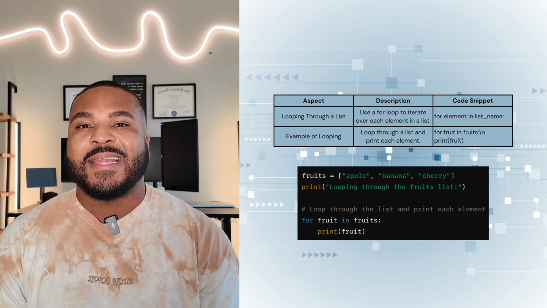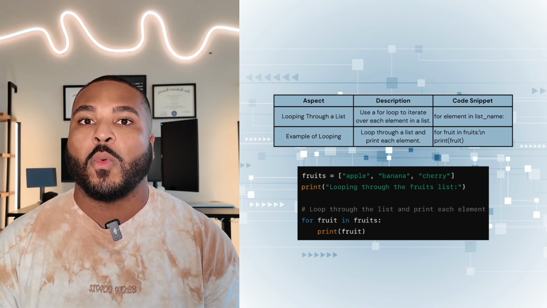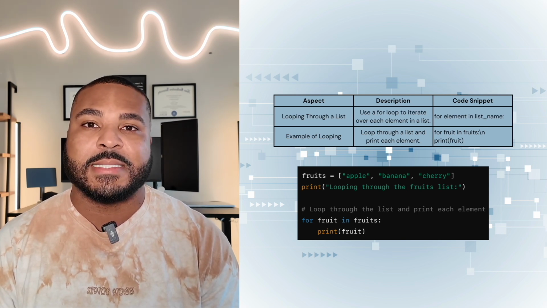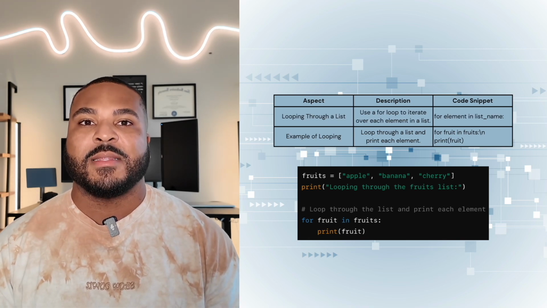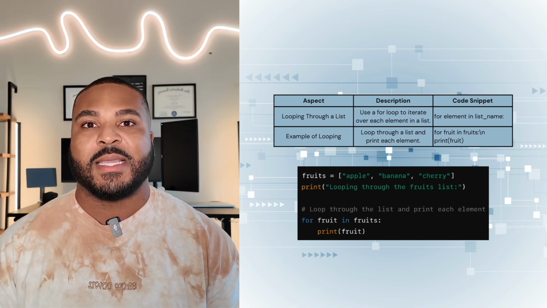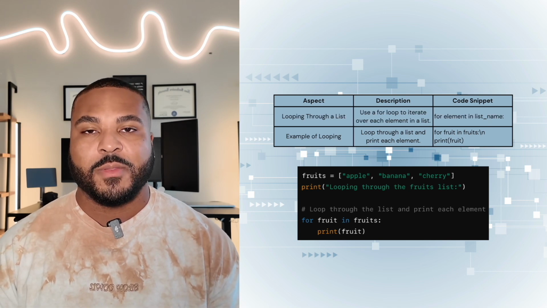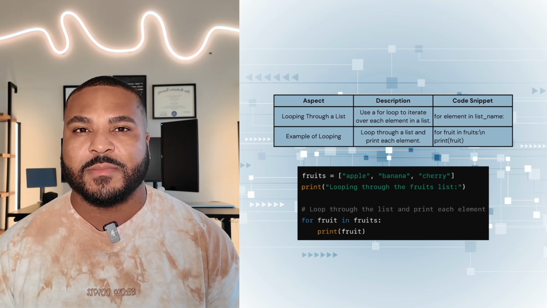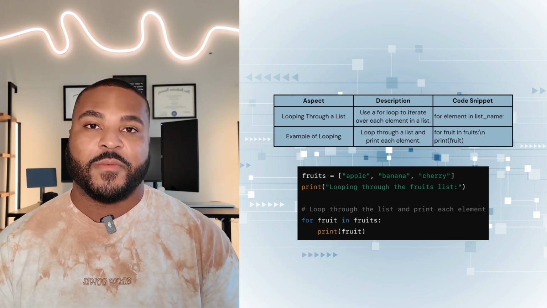Looping through a list allows us to access and manipulate each element in the list one by one. Let's break down how to use a for loop with lists. A for loop allows us to iterate over each element in a list. The syntax is for element in list_name, where element is a variable that takes on the value of each item in the list during each iteration. So for example, we have for fruit in fruits: print(fruit).